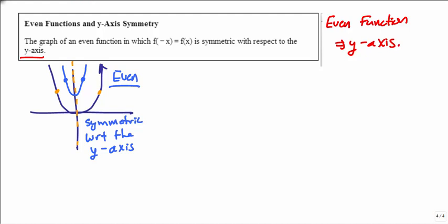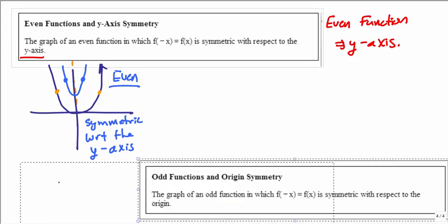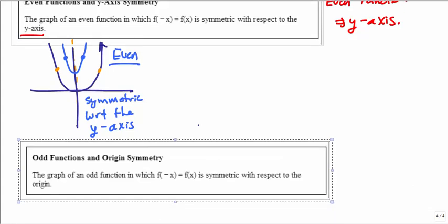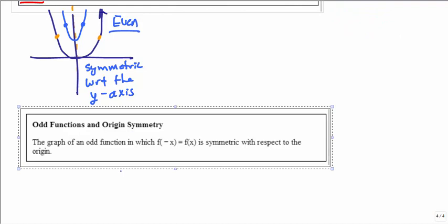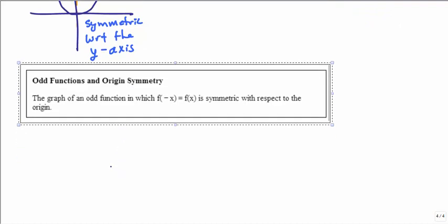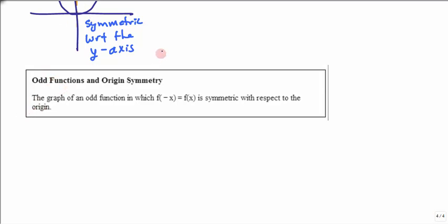Now our other type of symmetry is called origin symmetry, or it's an odd function. Now when we talk about an odd function or an even function, we're not referring to the power of the function, meaning, oh, the highest power is 2, therefore it's an even function. That could be. But then again, it could not be. It just kind of depends on where this particular graph lies. Now, an odd function is symmetric with respect to the origin. And this is a little bit different. So odd and origin, that's how I remember those. They both start with an O. So odd function is symmetric with respect to the origin.